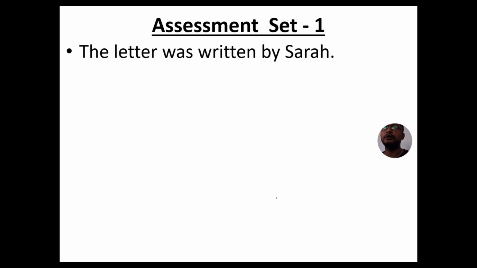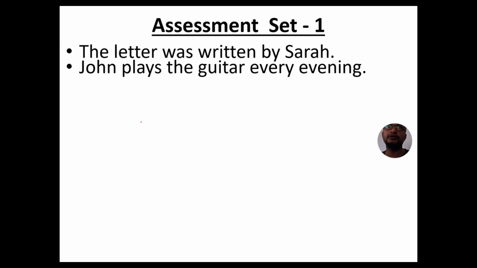Now let's practice the assessment. Let's learn to identify which form this is, right? The letter was written by Sarah. Now, the letter was written, be form of the verb plus B3, so this is passive form. Even if you don't put Sarah here, the letter was written is still a correct sentence. John plays the guitar every morning. Why is this active? Because there is no be form plus B3, so this is the active voice, and the earlier one is the passive voice.